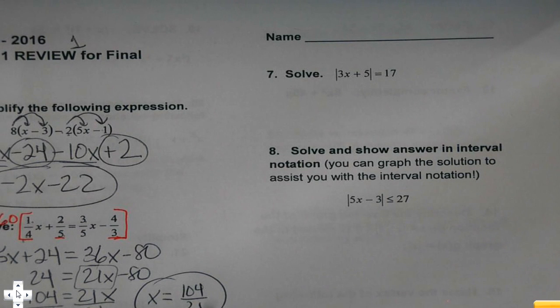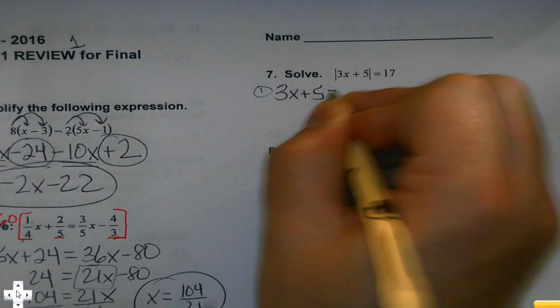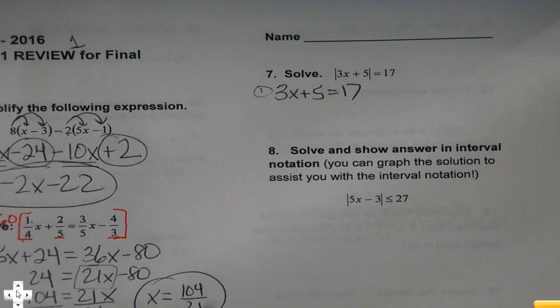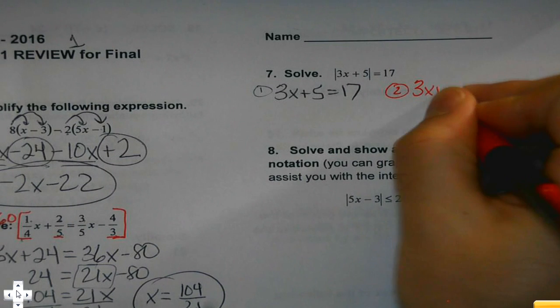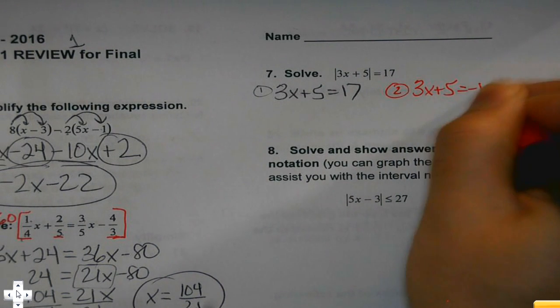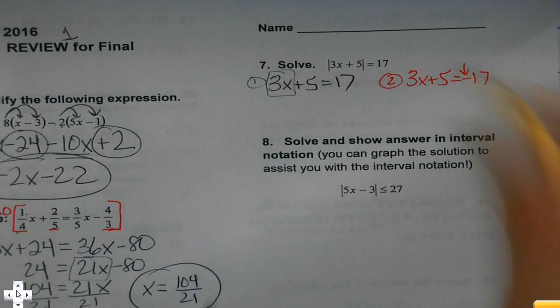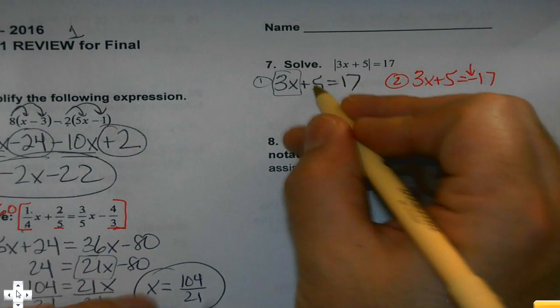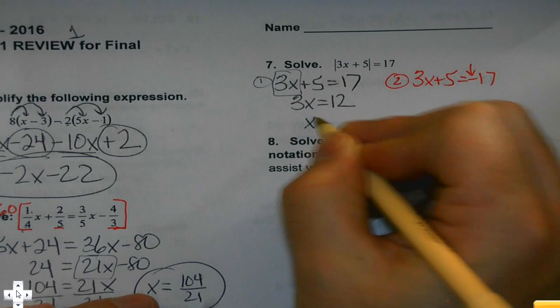So number 7, solve. Okay, absolute value. 2 answers rolling here. So first one I get from basically just recopying what I have without the bars. Second answer is going to come from changing the sign of my answer. So, otherwise, get that in there. I'm going to minus my 5 over and divide by 3.